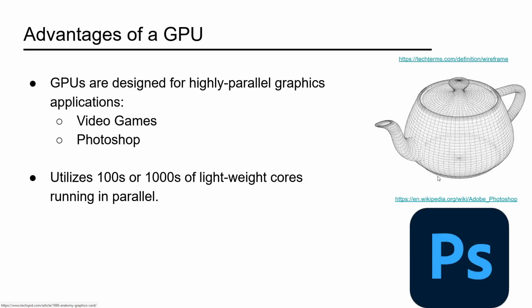Why would we want to run our programs on a GPU? As I said before, GPUs are primarily designed for highly parallel graphics applications. These could include real-time 3D video games or heavy image processing, such as what you would use in Photoshop. And this is done through the use of hundreds or even thousands of lightweight cores running in parallel.